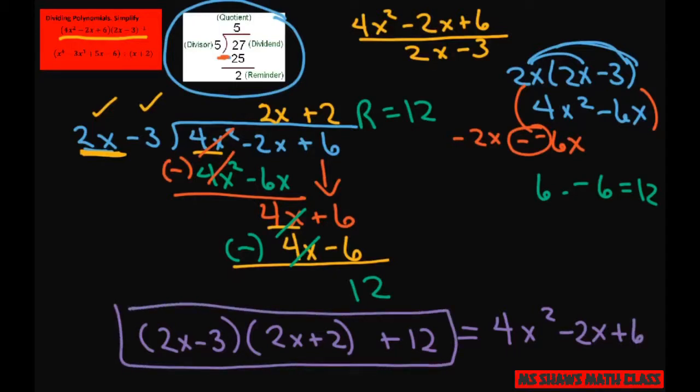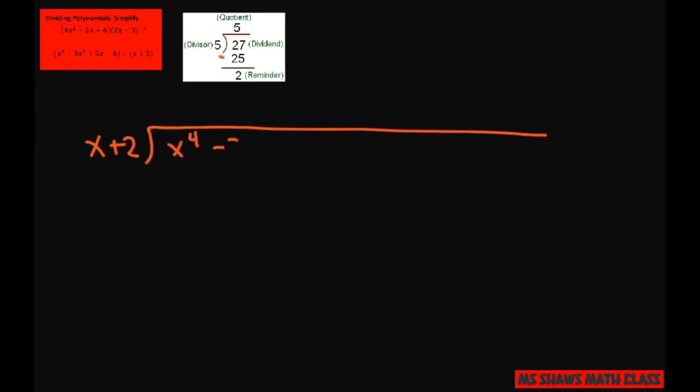All right. The next problem, let's do the same method. And we've got x plus 2, and we're dividing x to the 4th minus 3x cubed. We don't have an x squared, so we're going to do a placeholder by putting 0x squared. Then we put plus 5x minus 6. All right, you want a placeholder here because you have to subtract like terms.